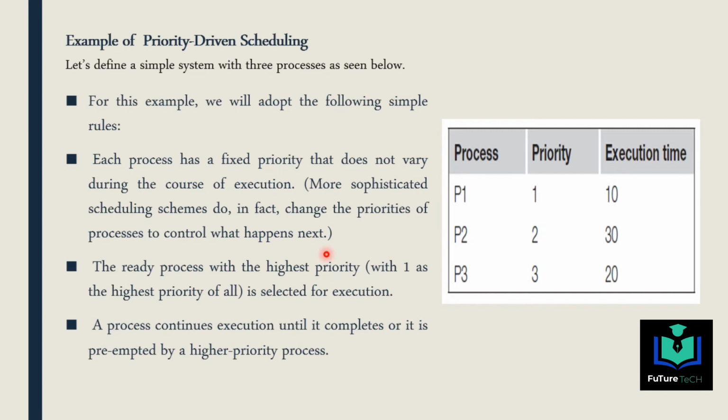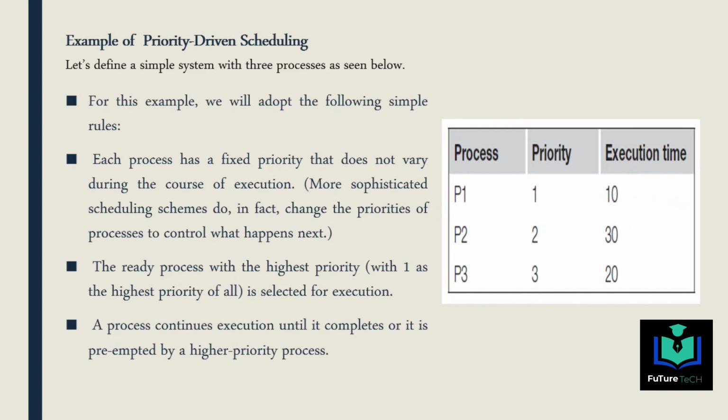So the ready process with the highest priority, with 1 as the highest priority of all, is selected for execution. As I said before, they are fixing an integer value. If the integer value is fixed as 1, it is scheduled as a higher priority. A process continues execution until it completes or it is preempted by a higher priority process. So it can be preempted by a higher priority process, or this process continues until the execution is completed within 10 milliseconds, the duration of the time.